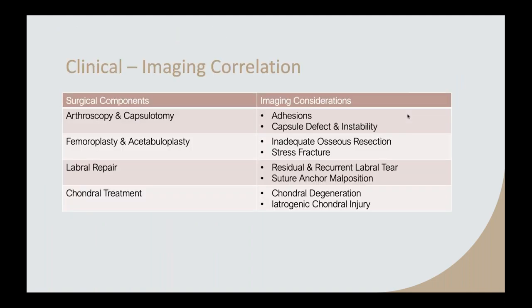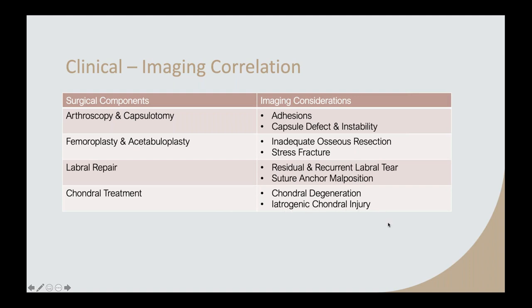Okay, so how am I going to approach reading the MRI post-surgery? I would like to correlate them with the surgical components in the next few slides. For example, when we're talking about arthroscopy and capsulotomy, what I am looking out for will be adhesions, capsular defects. When we're talking about the femoroplasty, I'm either looking for inadequate osseous resection or an associated stress fracture post-op. If there's labral repairs, then I'm also looking out for any recurrent or residual labral tears, which might be very difficult to differentiate, and also for any suture anchor malposition. Finally, we can also assess the cartilage again, looking out for any progress of chondral degeneration or any associated iatrogenic chondral injury post-op.